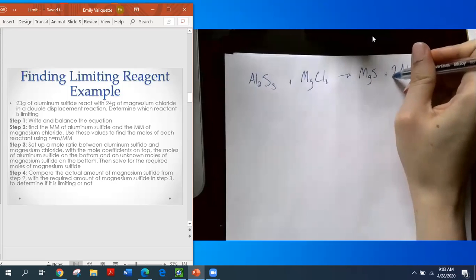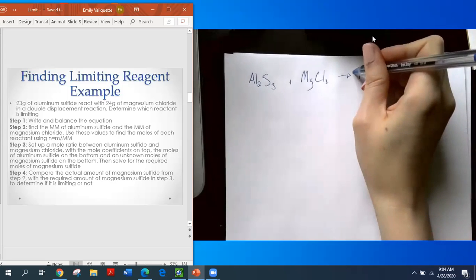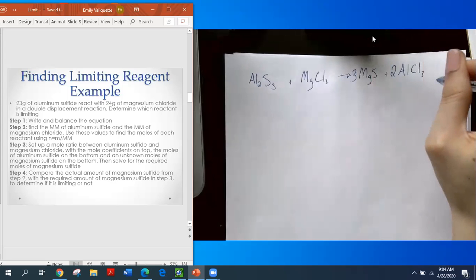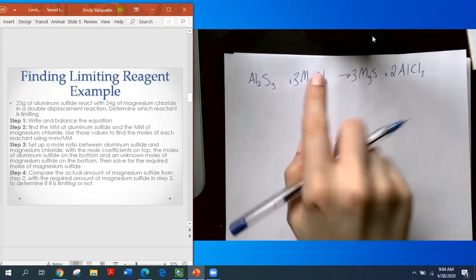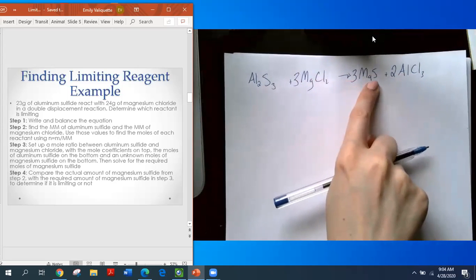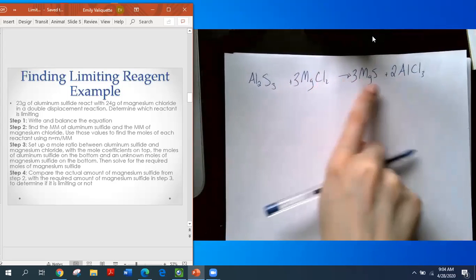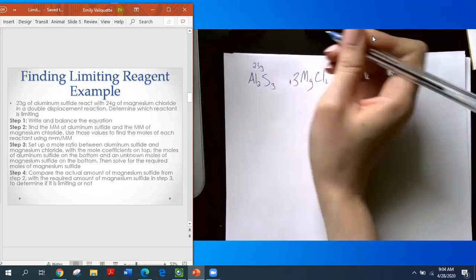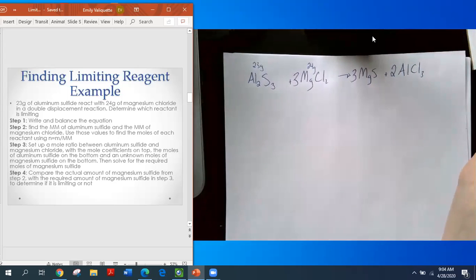So I'm going to put a 2 in front of my aluminum chloride. I'm going to put a 3 in front of my magnesium sulfide, which means that I need to put a 3 in front of my magnesium chloride. Now I have 2 aluminums on each side, 3 sulfur on each side, 3 magnesium, and 3 times 2 is 6 chlorine. I'm also told that I have 23 grams of aluminum sulfide and 24 grams of magnesium chloride.